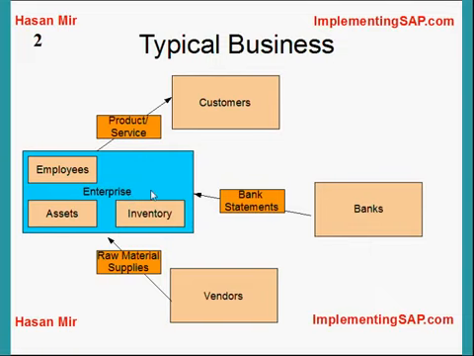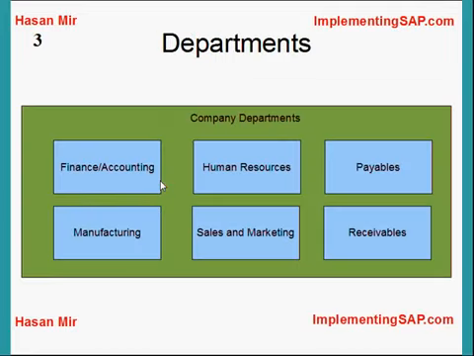So how would a company manage all these entities? In order to do that, company has departments. Each department has a fixed role. Each department deals with specific area of the business. For example, finance department deals with the reporting, and HR department deals with managing employees, etc. So a typical company is divided into departments. Okay, more examples would be payables department dealing with vendors, receivables department dealing with customers, sales and marketing department doing sales and marketing, manufacturing department dealing with the manufacturing of the company.